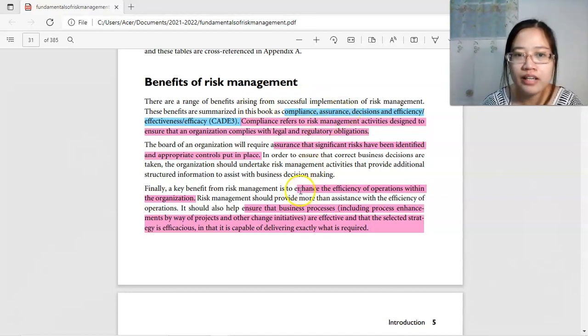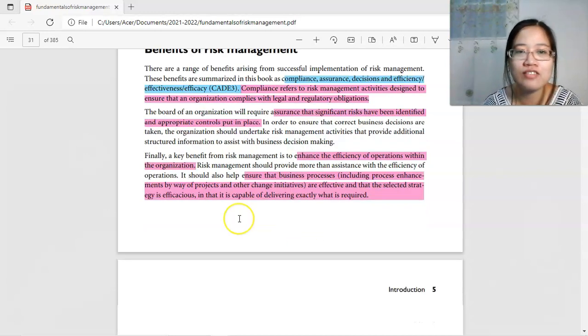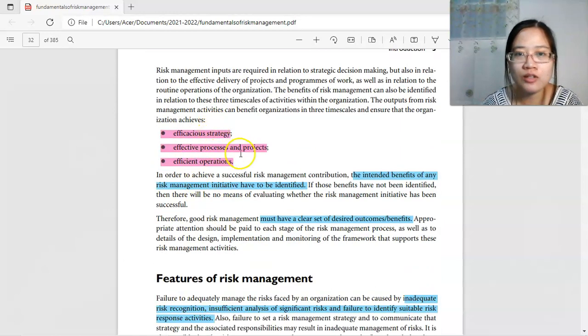Okay. And then, of course, enhance the efficiency of operations within the organization. Ensure that business processes, including process enhancements by way of projects and other change initiatives, are effective and that the selected strategy is efficacious. Okay, ibig sabihin nito efficacious is capable of delivering exactly what is required. Okay, kasi diba we have corporate goals and objectives. And for the company to be able to achieve those, kailangan yung processes ay structured in a way na ma-achieve yung goals and objectives.